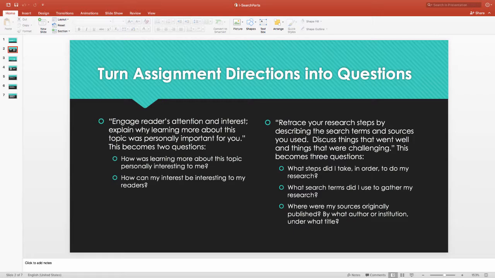You can take this sentence and turn it into two questions. First, how was learning more about this topic personally interesting to me? And then, of course, you write the question and work on an answer. Second, how can my interest be interesting to my readers?